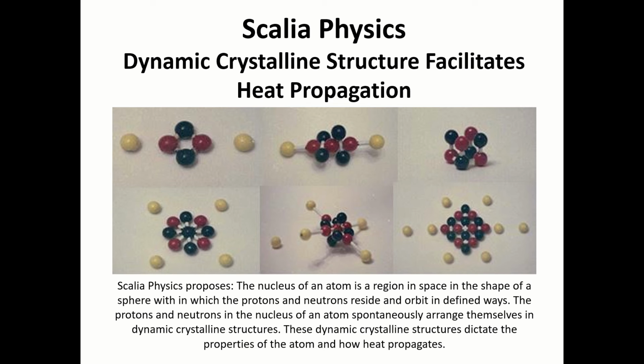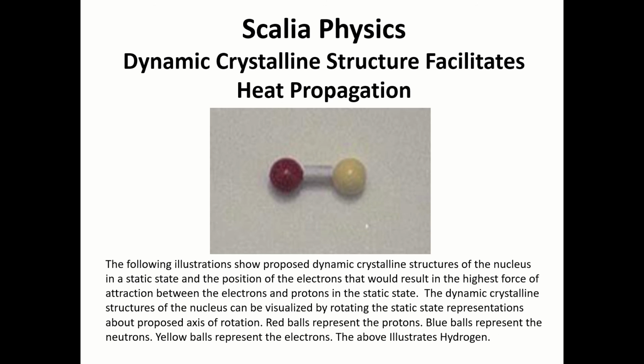The protons and neutrons in the nucleus of an atom spontaneously arrange themselves in dynamic crystalline structures. These dynamic crystalline structures dictate the properties of the atom and how heat propagates. So as we study this, the first atom we'll look at is hydrogen, which is just one proton and one electron. The proton resides in the nucleus and the electron orbits outside of it.